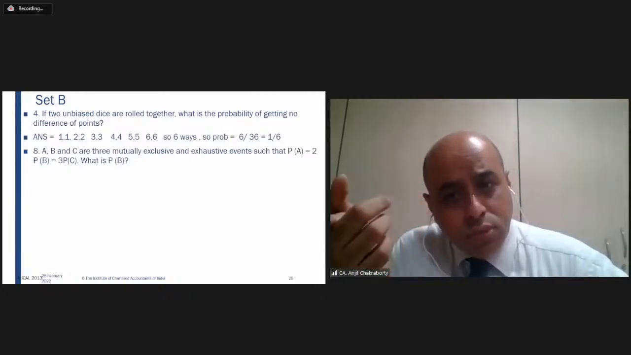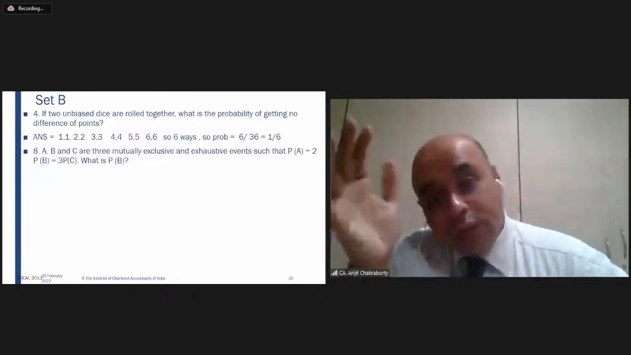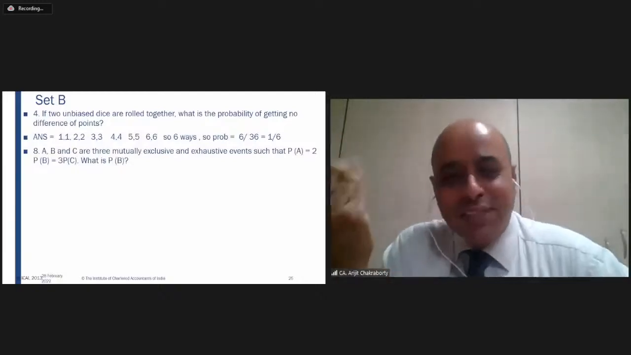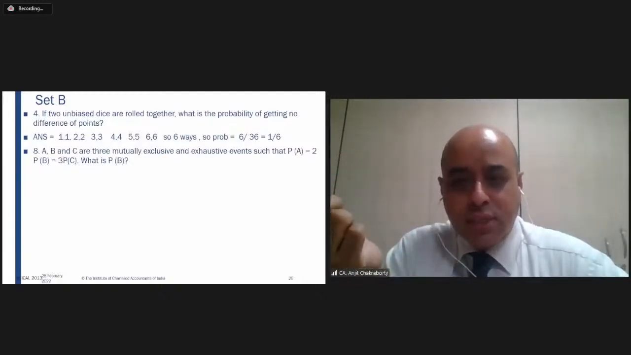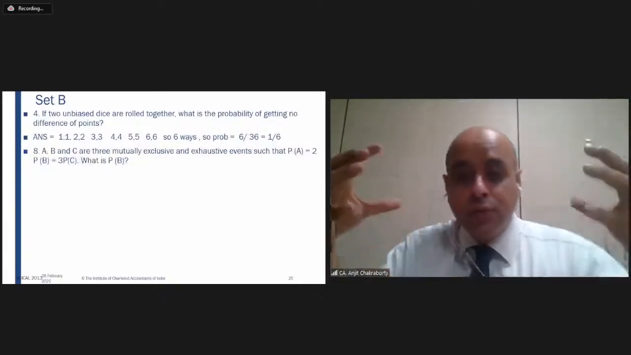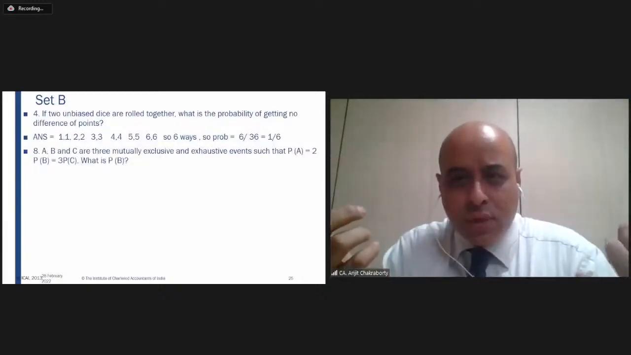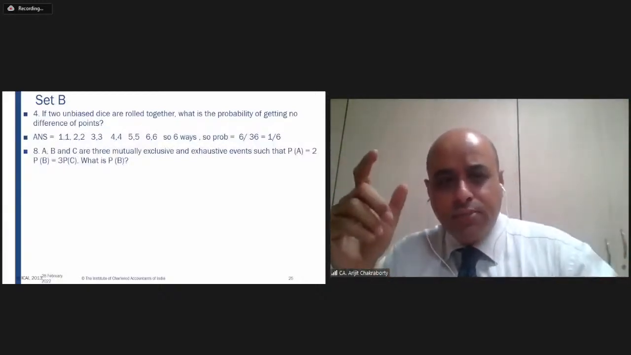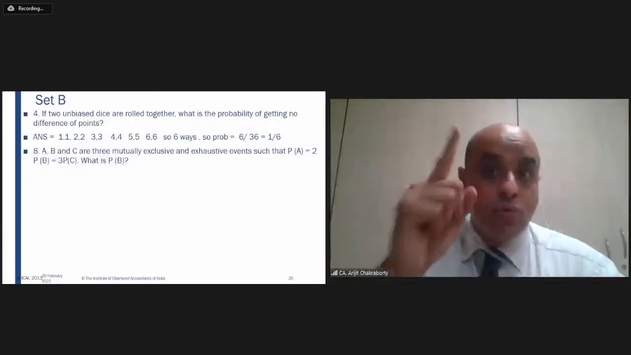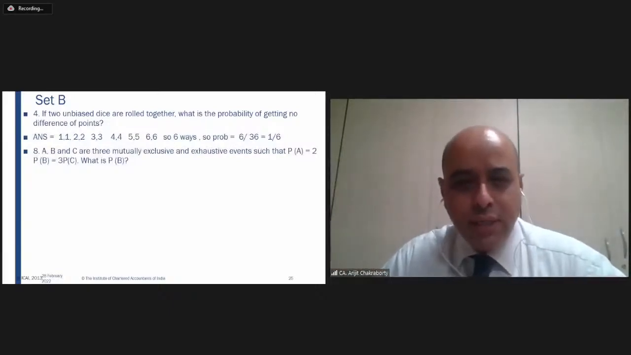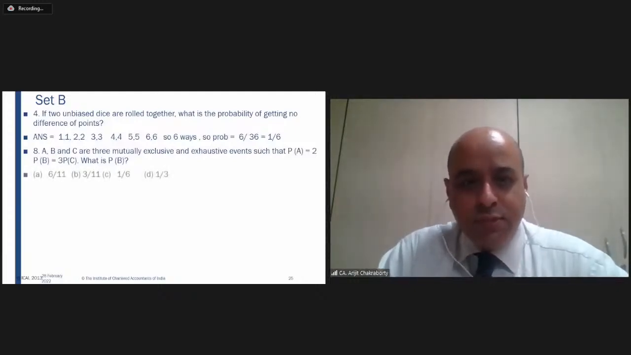They are 3 mutually exclusive and exhaustive events. So you can easily find they are exclusive, that means if one takes place, the other will not take place. And the hint is given, they are exhaustive. Exhaustive means that the probability of A, PA plus PB plus PC is equal to 1. So we can write PA plus PB plus PC equal to 1.